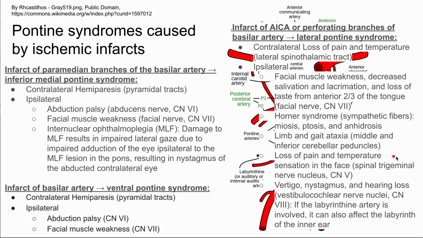You'll have loss of pain and temperature sensation in the face. That's from the spinal trigeminal nerve nucleus and cranial nerve 5. You can also have ipsilateral vertigo, nystagmus, and hearing loss. That's because of damage to the vestibulocochlear nerve nuclei, cranial nerve 8. If the labyrinthine artery is involved, you can also affect the labyrinth of the inner ear.